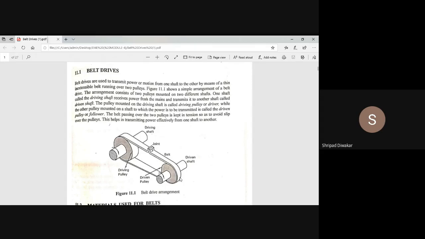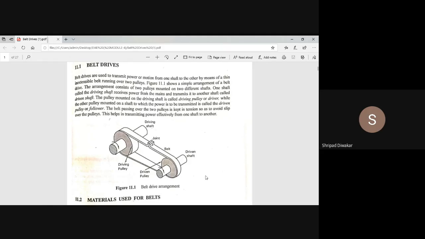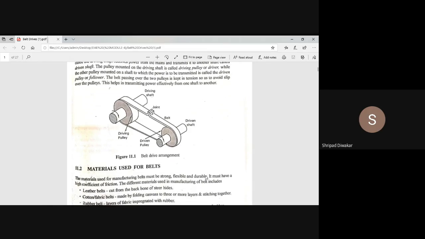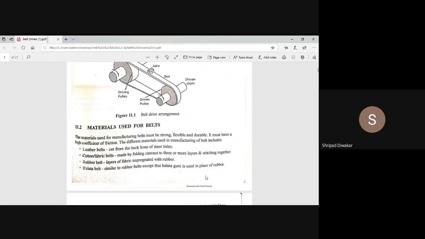The main aim of the belt drive is to transmit the power from one shaft to another shaft. So this is called a belt drive. We have two pulleys, a driving pulley and a driven pulley.